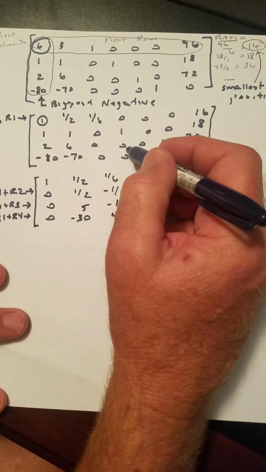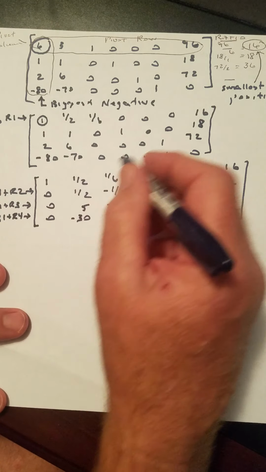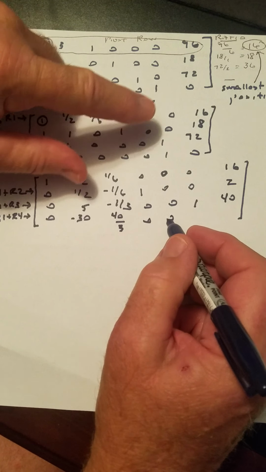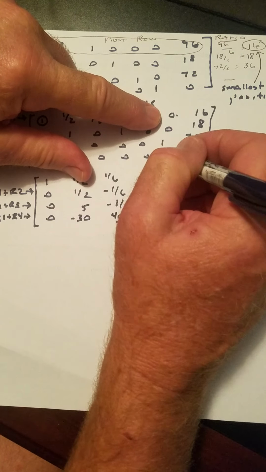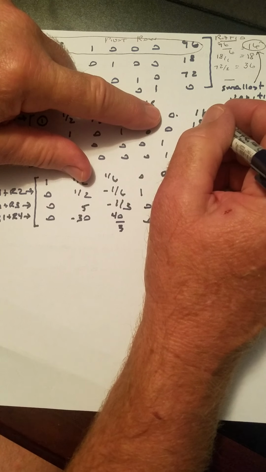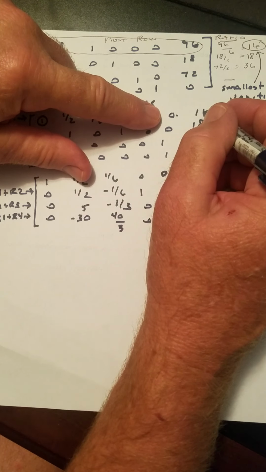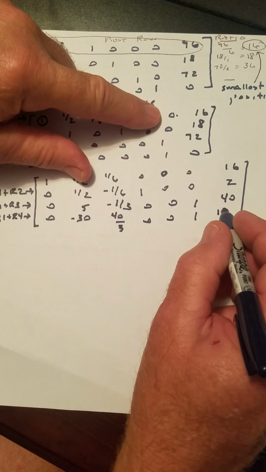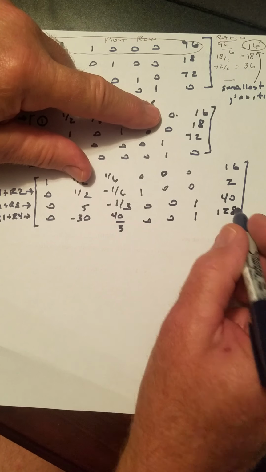80 times 0 is 0 plus 0 is 0. 80 times 0 is 0 plus 0 is 0. 80 times 0 is 0 plus 1 is 1. And 80 times 16 is 1280. Plus 0 is 1280.